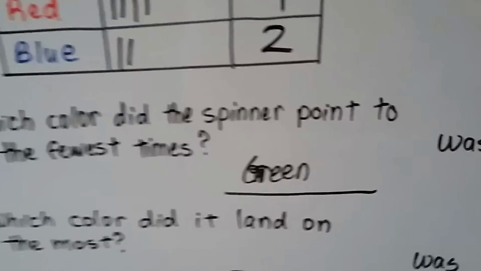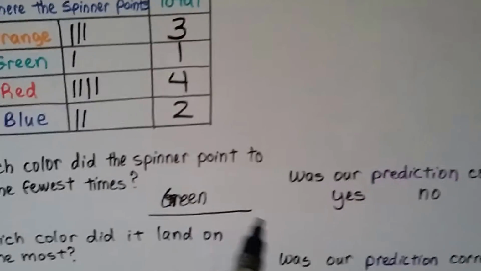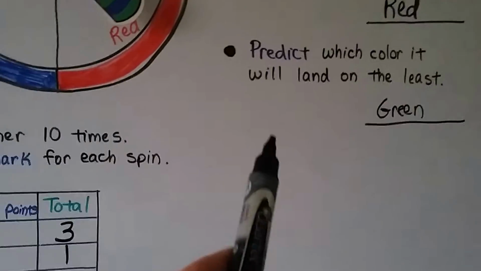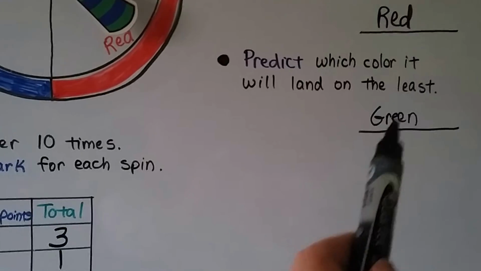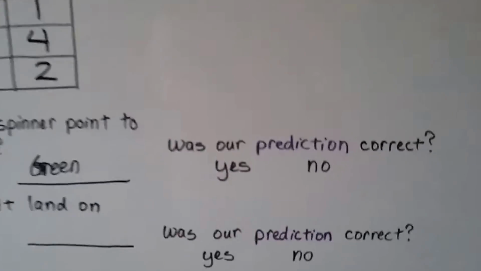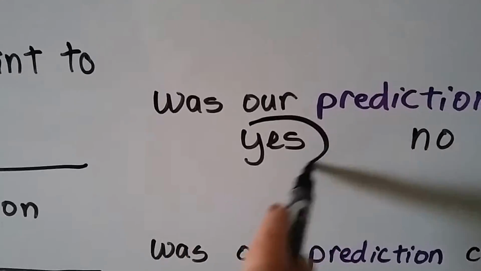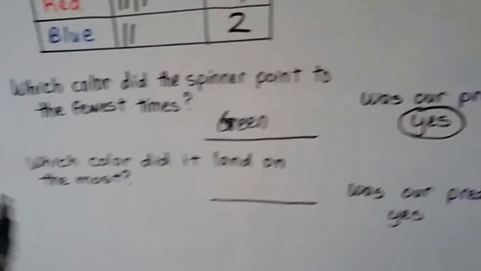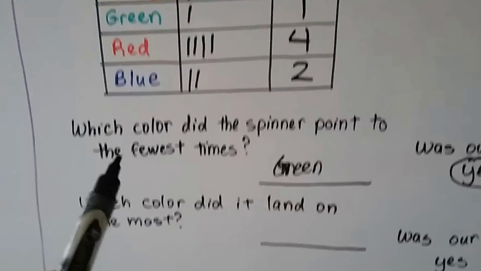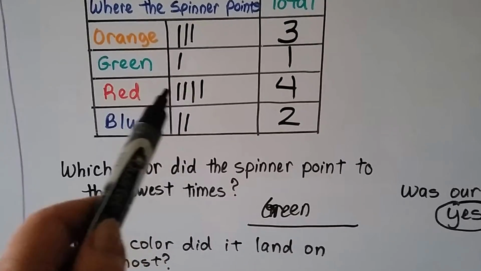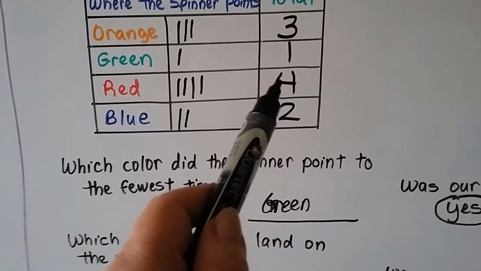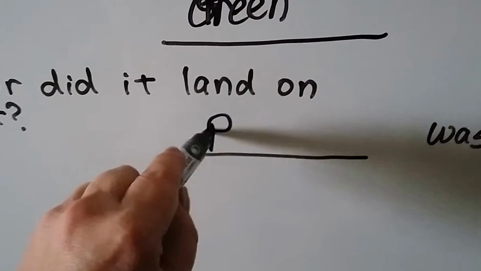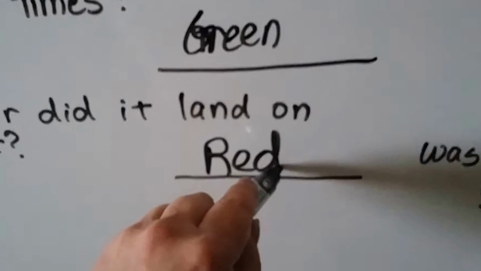Okay, sorry about my G. Was our prediction correct? It landed on green the fewest times, the least amount of times? Yes, my prediction was correct. How about you? Which color did you pick? Did you get it correct? Which color did it land on the most? We can see there's more tally marks for red, and the total is more. So the answer for the most is red.